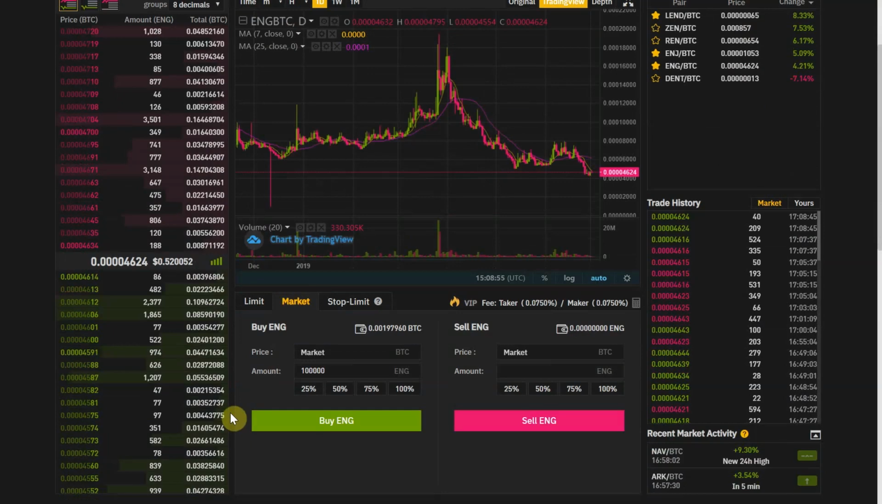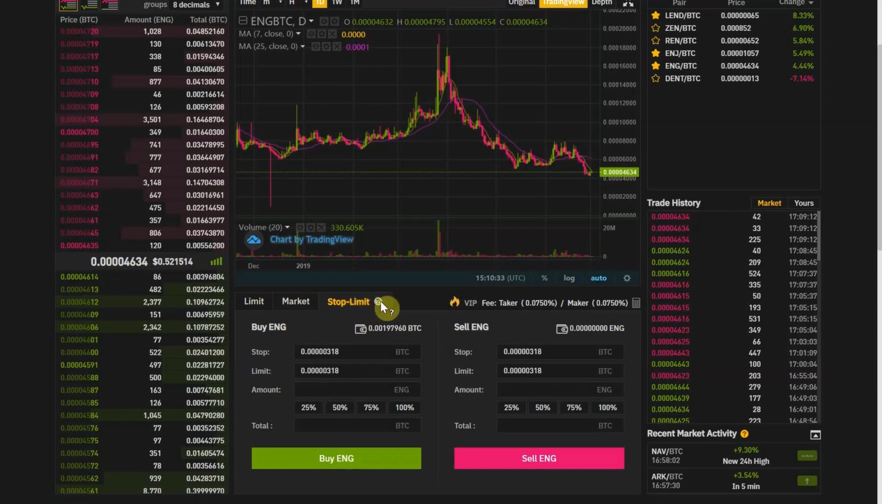But if you want to go ahead and buy regardless of the market price, so let's move to the stop limit. And here it's more interesting because stop limits, how does this work? Again, don't confuse stop limit with stop loss and take profit. It doesn't necessarily mean the same thing.